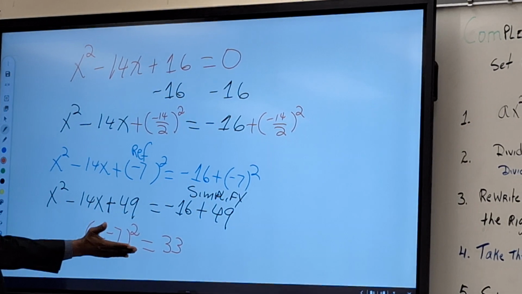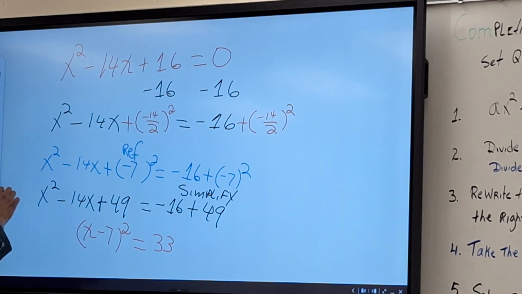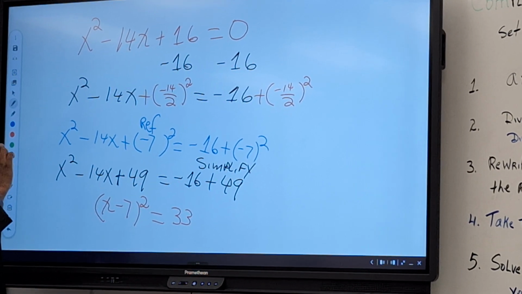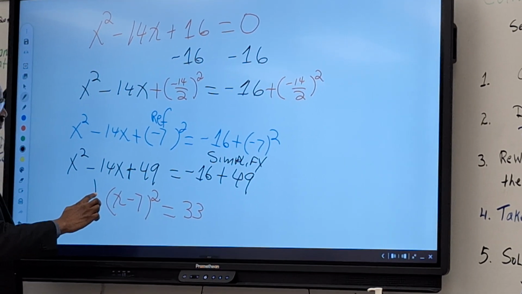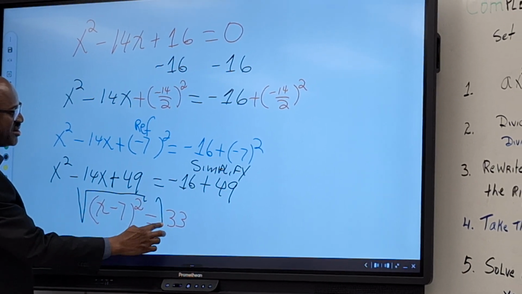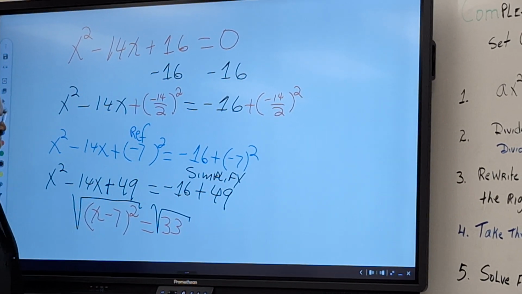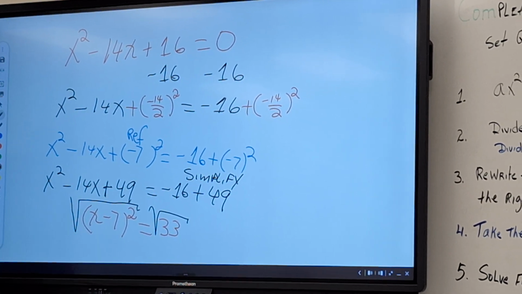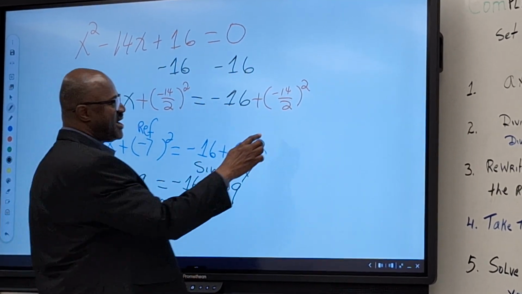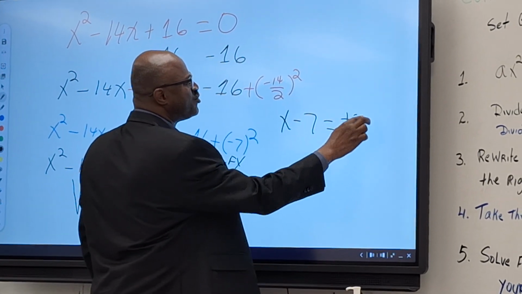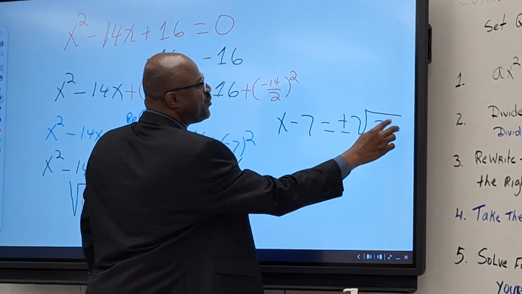And once it's in form, what is the procedure that you do next? You don't square it. You take the square root. That's the opposite of square. You take the square out of it, or use the square root property, right? Whatever is inside the parentheses is going to come as is. It's going to come as x minus 7 is equal to plus or minus the root of 33.